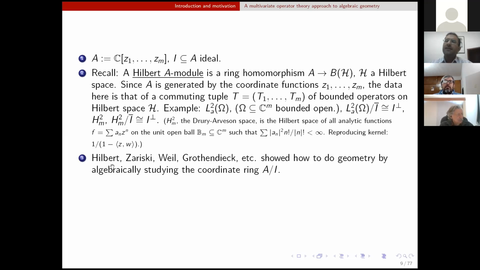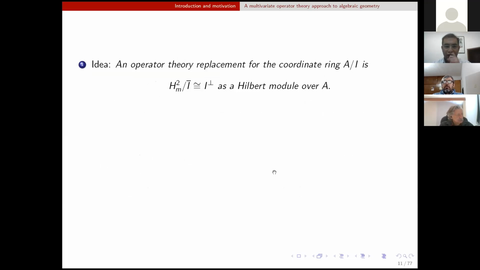So that was the idea of Arveson and Douglas, to give some non-commutative analog of classical algebraic geometry. Algebraic geometers showed how to do geometry by studying the coordinate ring of ideals. This is one of their discoveries, basically due to Hilbert. He showed that there is more or less a one-to-one correspondence between ideals of the polynomial ring and affine subvarieties of C^m, or closed subschemes in the language of Grothendieck. The link between these algebraic objects and these geometric objects is the coordinate ring.